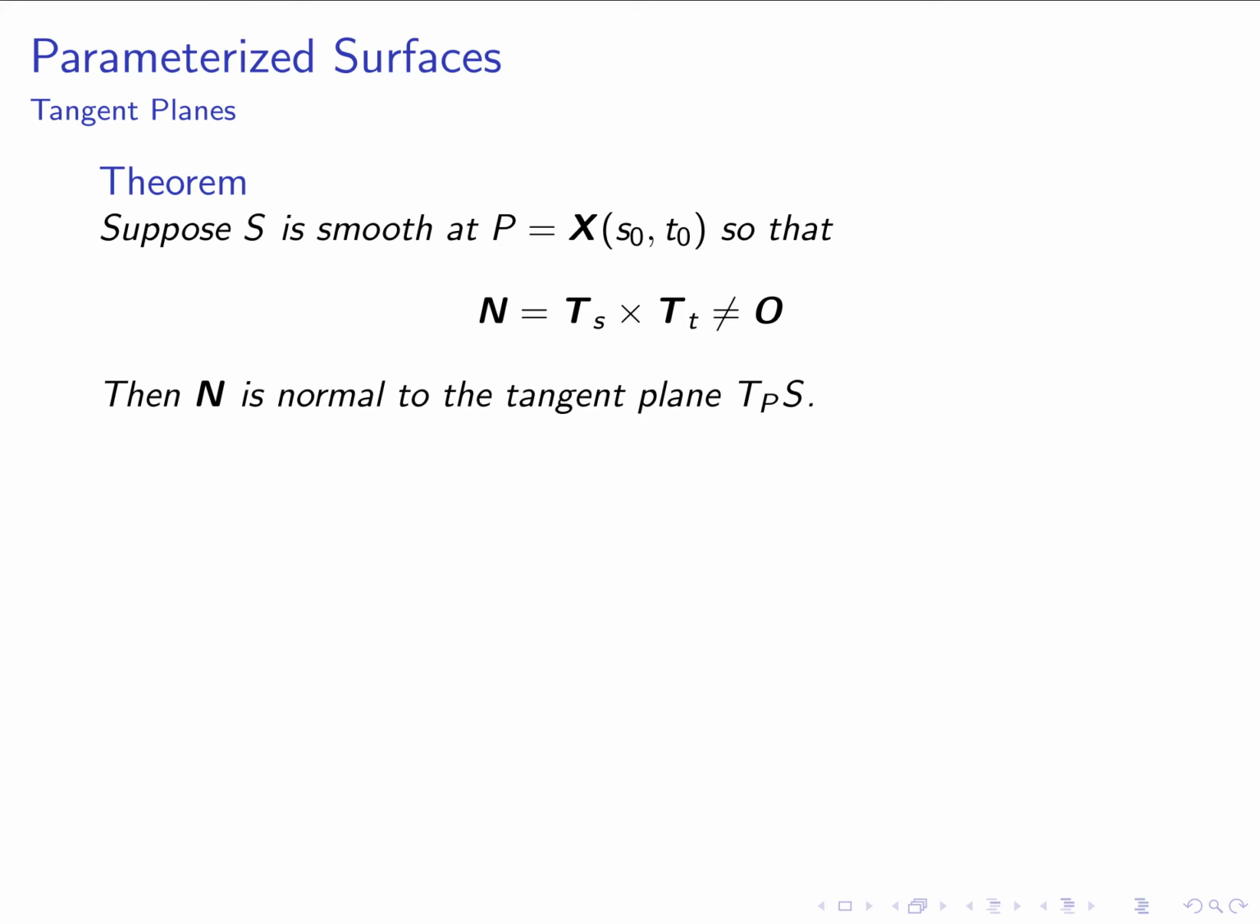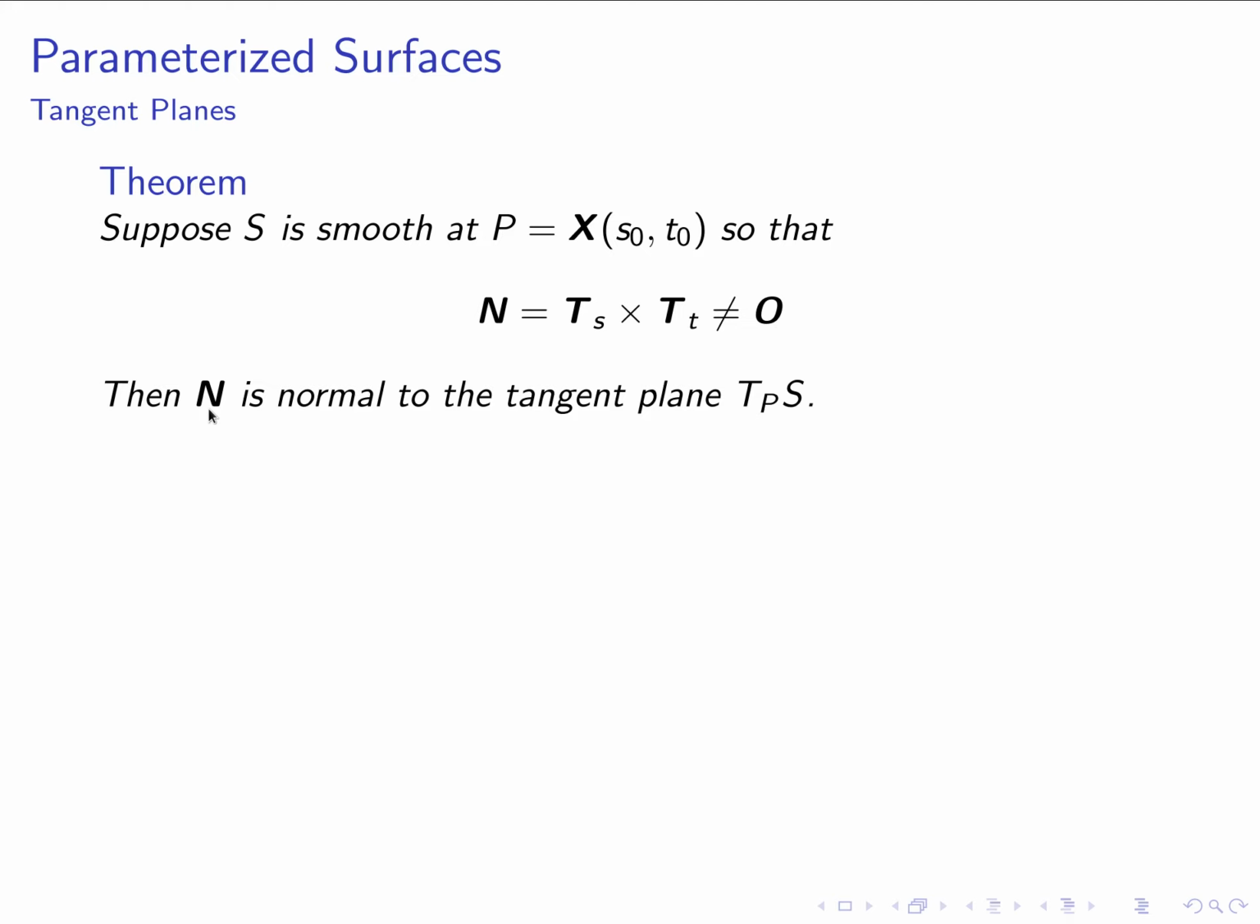Let's now talk about tangent planes. So the setup here says, let's say we're studying a surface that is smooth at a particular point. Remember, when we say this term smooth, what we mean is that the standard normal vector, which is obtained by taking the cross product of our two tangent vectors, is not equal to the zero vector.